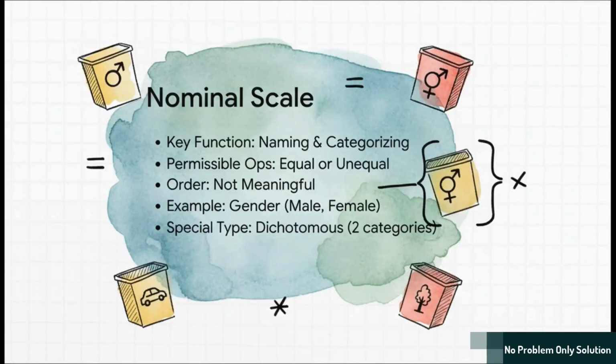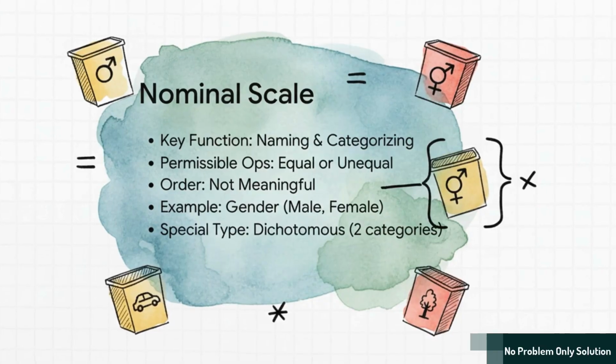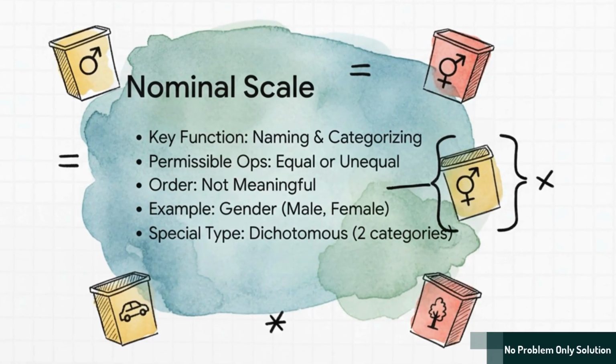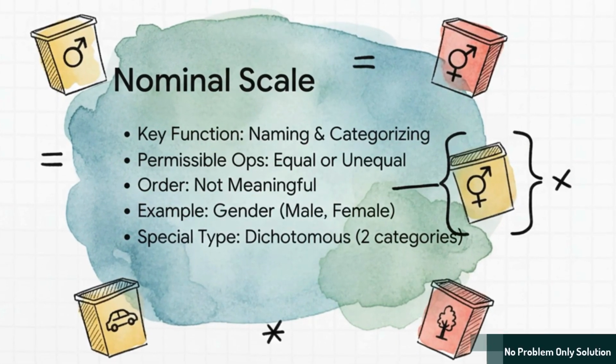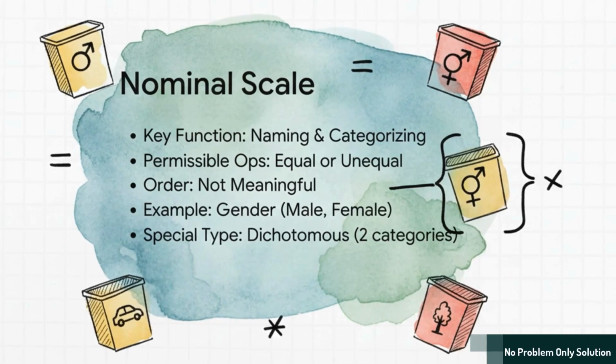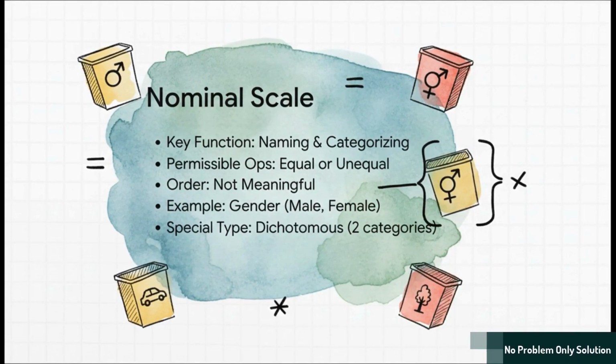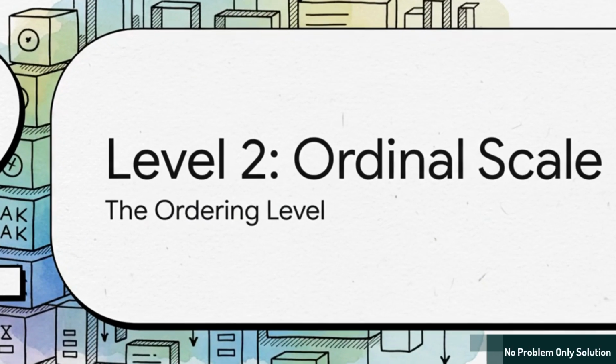So what's really going on here? Well, it's super simple. The only math you can do is to check if things are equal or not equal. You can count how many are in the male box and how many are in the female box. That's about it. And hey, when you've got just 2 categories like that, we have a fancy little name for it. It's called dichotomous.